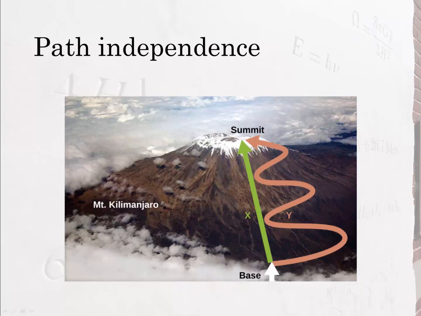I'll start with a real-world analogy for state functions. A person who wants to hike from the base to the summit of Mount Kilimanjaro has to ascend a certain number of vertical feet. And this elevation change doesn't depend on the path of the hiker. A person who takes path X rises the same number of feet as the person who takes path Y. The elevation change is called a state variable. It depends only on the initial and final states of the system, not on the path connecting the points.